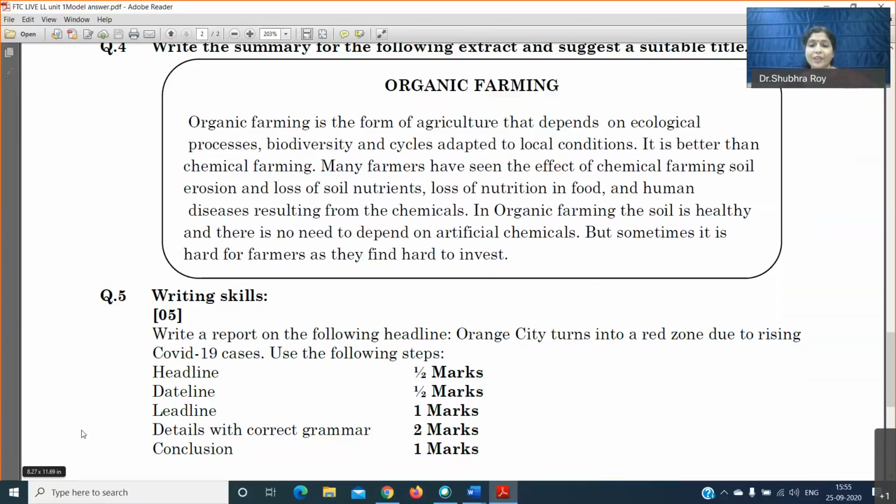But when you're writing it in the report, you have to write: Orange City has turned into a red zone due to the rising COVID-19 cases. COVID-19 is spreading like wildfire. Continue. Okay, lead line, only the introduction.